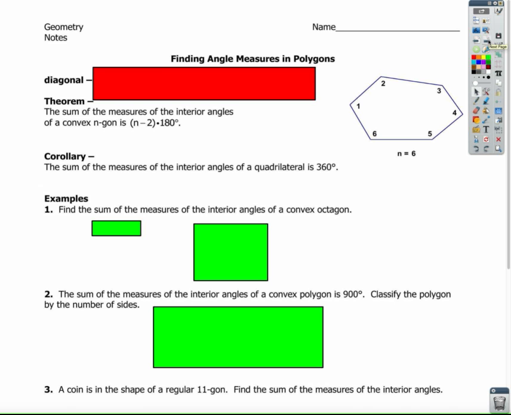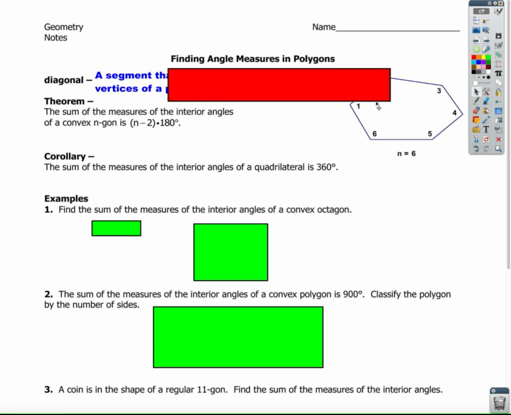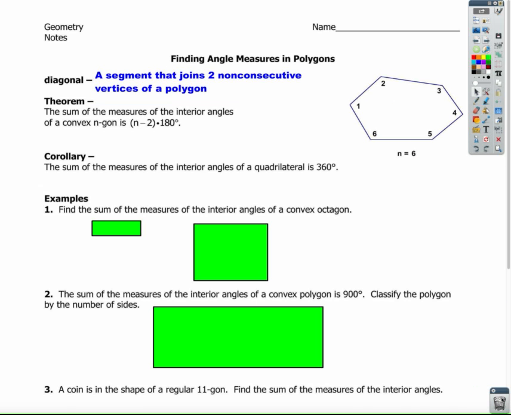Now looking at angle measures in polygons. First, we need to review the term diagonal. A diagonal is a segment that joins two non-consecutive vertices of a polygon. Notice that when we talk about rectangles, we know that it goes from one corner to the other. But in something like this hexagon here, a diagonal can go from 2 to 6, 2 to 5, or 2 to 4, because the definition says that it just has to be two non-consecutive vertices of a polygon, consecutive being next to each other.